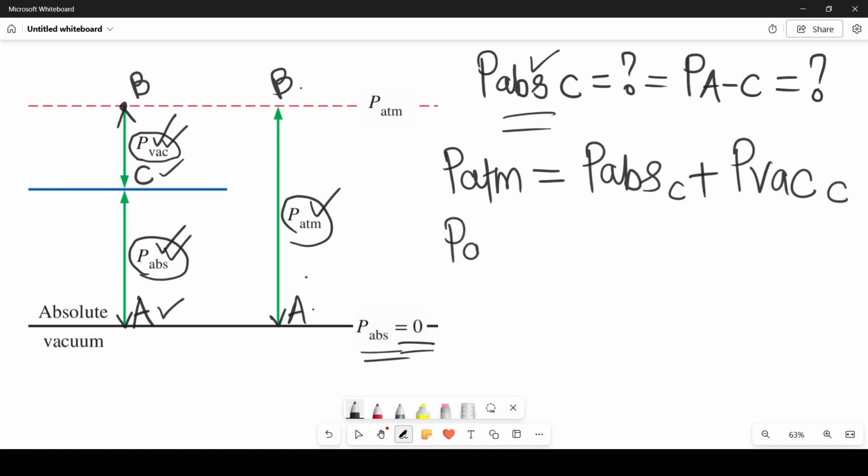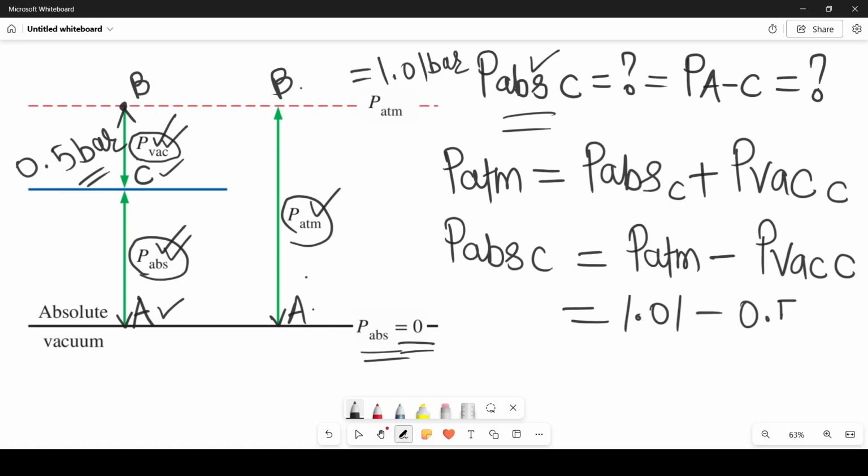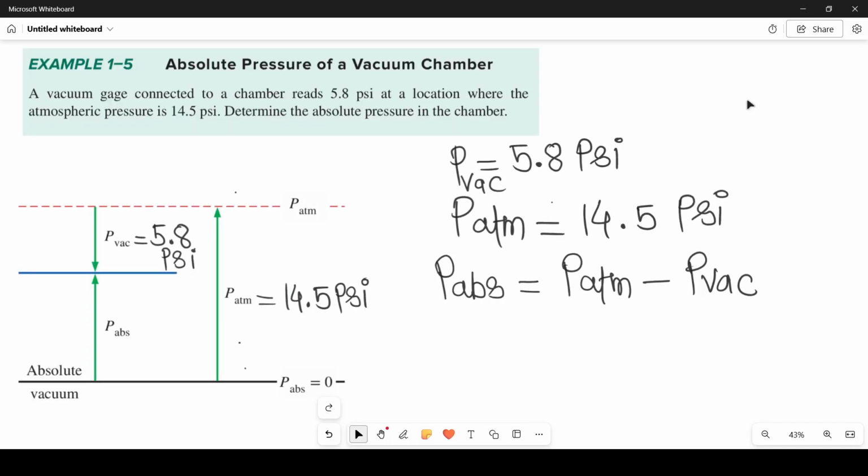So from this I can write absolute pressure at point C is equal to the atmospheric pressure minus the vacuum pressure at point C. What is the atmospheric pressure here? Atmospheric pressure here is 1.01 bar. What was the vacuum pressure? Vacuum pressure was 0.5 bar. Atmospheric pressure is 1.01 bar minus vacuum pressure at point C is 0.5 bar. So the absolute pressure at point C is equal to 0.51 bar.